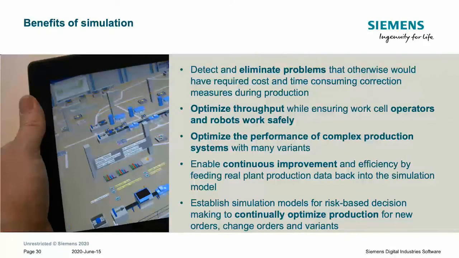Through the course of this webinar, I'm hoping that we were able to show how simulation, which is used in other industries, can also be used in electronics manufacturing. More specifically, it can be used in the parts of the factory that just aren't heavily automated, where humans and cobots may coexist, especially around system assembly areas, manual placement, and some additional work cell examples. We saw that it could help us eliminate problems and detect those areas in which we have time-consuming operations. We can optimize throughput while ensuring that work cells, operators, and robots can work safely. And we can enable continuous improvement and efficiency by feeding real plant production data back into the simulation engine so that we establish simulation models for risk-based decision-making as we continue to optimize for new orders, change orders, and variants.